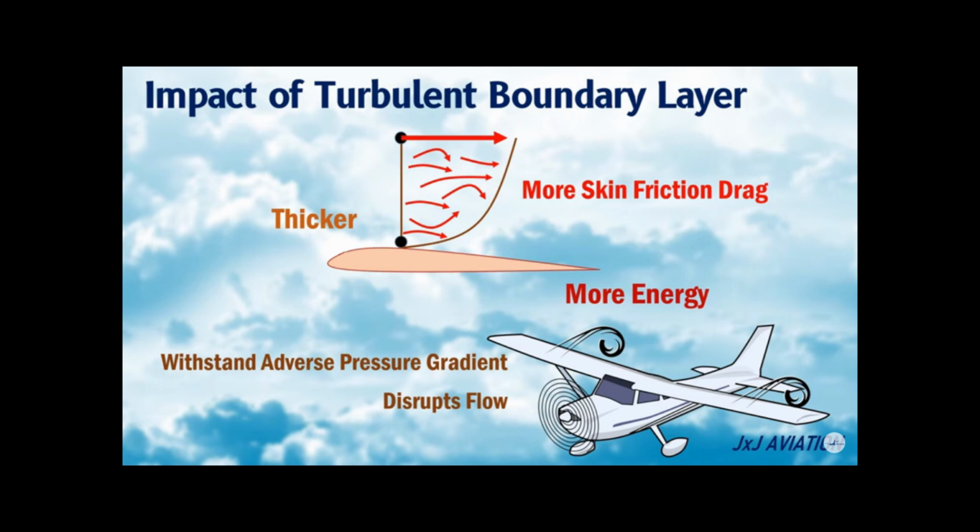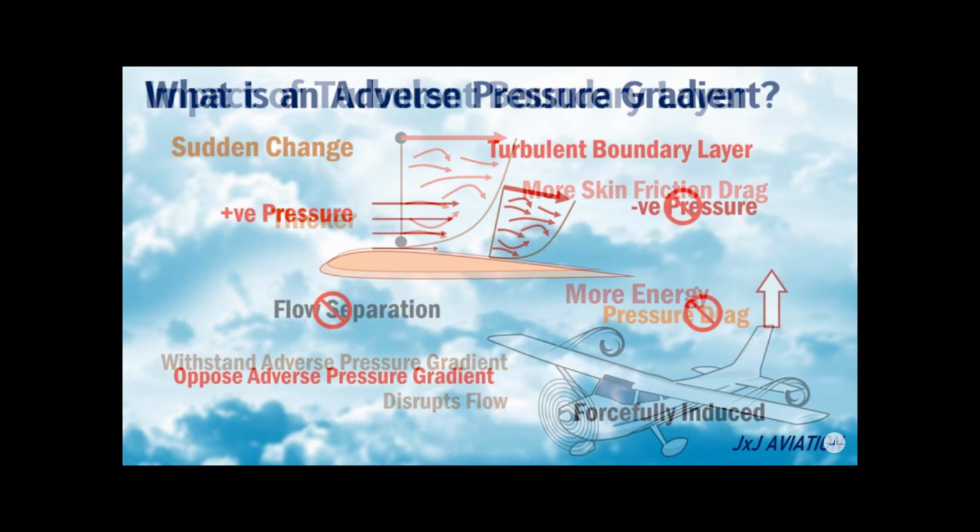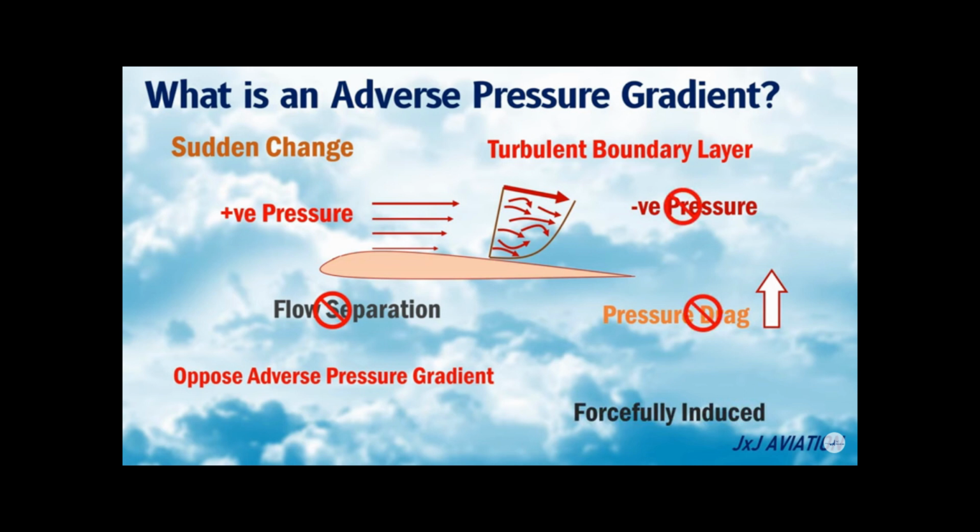A turbulent boundary layer is thicker and causes more skin friction drag, but a turbulent boundary layer carries more energy. This means it can withstand an adverse pressure gradient longer than a laminar boundary layer. An adverse pressure gradient disrupts the flow across a wing or any body moving across a fluid. An adverse pressure gradient is a sudden change from positive pressure to negative pressure. This will result in flow separation over the surface and consequently an increase in the pressure drag.